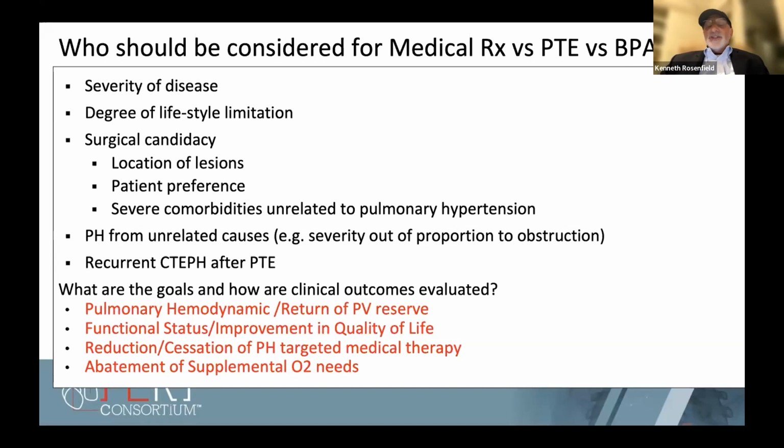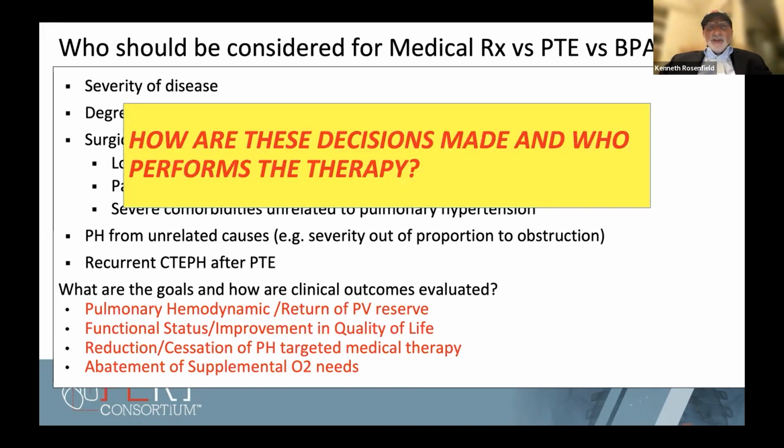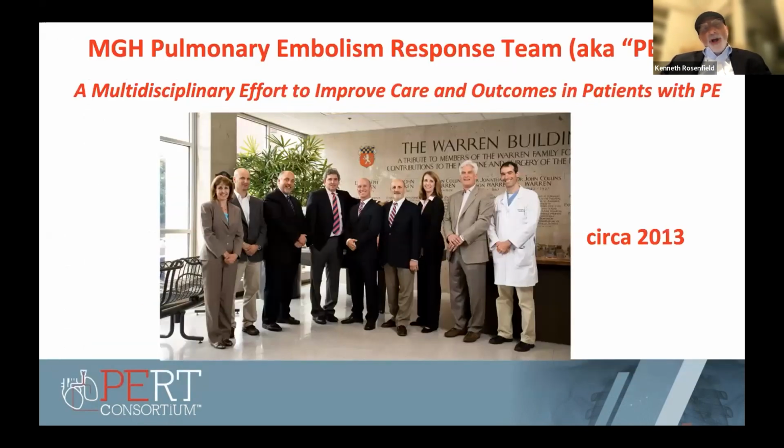And these are all questions we have to ask ourselves as we embark on these treatments. Is it return of pulmonary vascular reserve, improvement in functional status and quality of life, cessation of PH? Is it reduction in mortality? Because PH is associated with significant mortality, especially from CTEPH. So how are these decisions made, and who performs the therapy? Those are as important as the questions that I just asked. So I'm going to harken back now to the PERT concept.